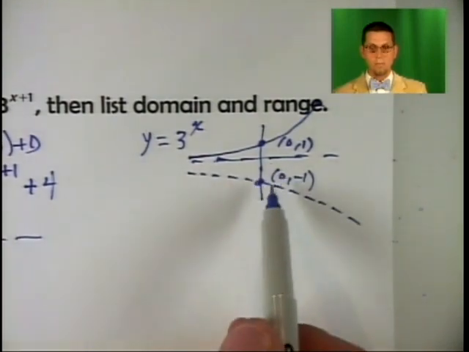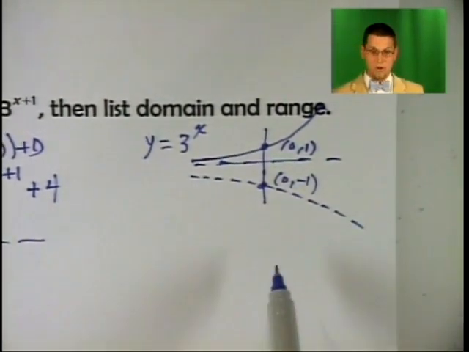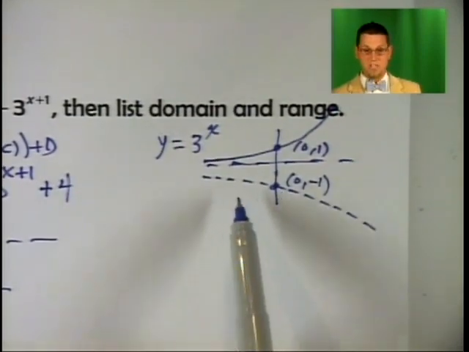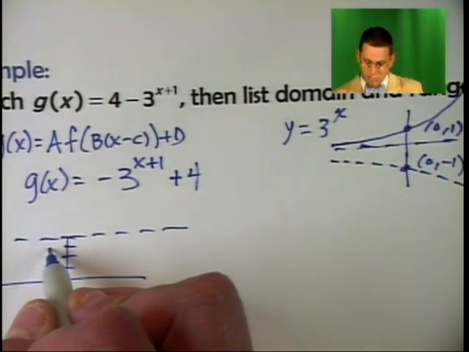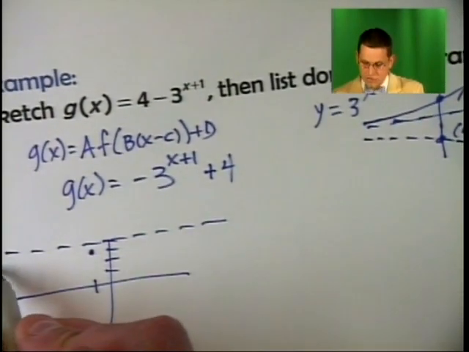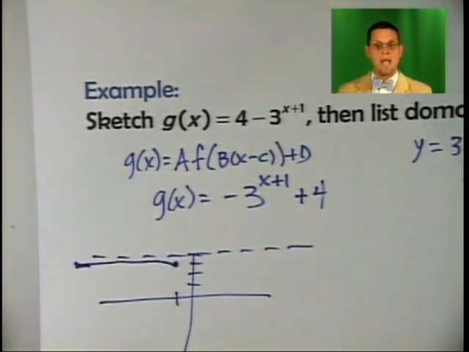Well, the old point, the y-intercept at (0, negative 1), is going to be moved to the left 1 and up 4. That's going to move it to (negative 1, positive 3). I can sketch that in. Negative 1, positive 3. So now it's going to come in like this from the left-hand side, hit that point, and start decreasing.